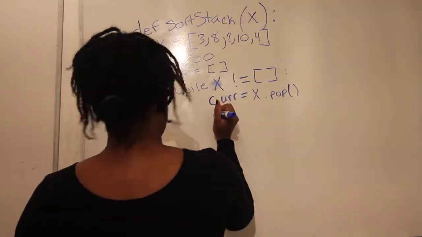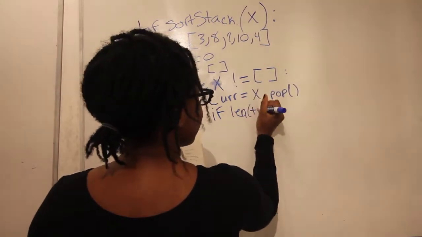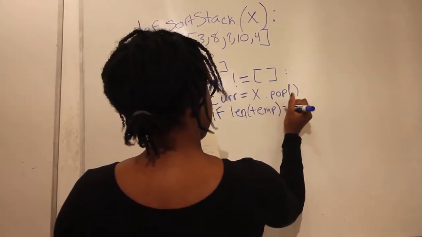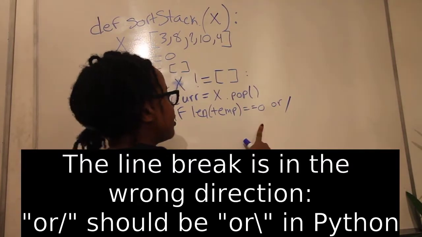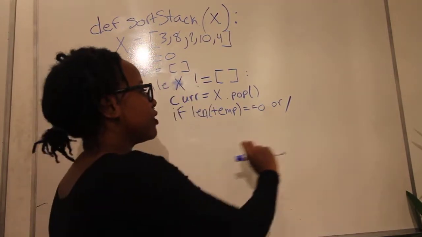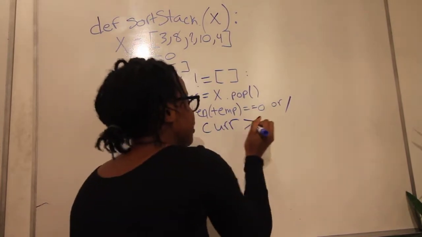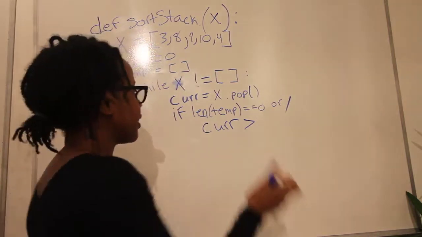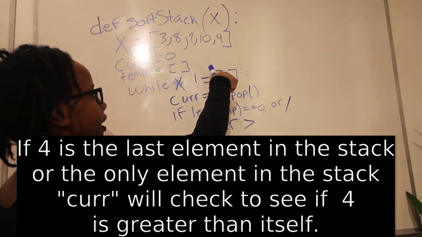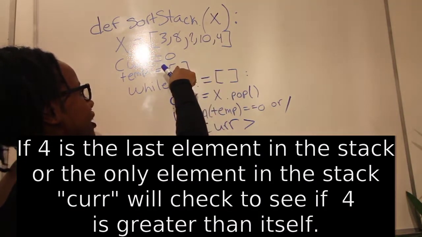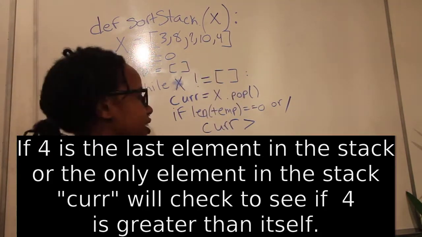Okay, and then we're going to see if the length of temp equals 0, so it does equal 0 right now, or current is greater than the end of temp. So if we feed 4 in here, 4 is going to be the only thing in the list, and then it's going to compare 10 to 4.